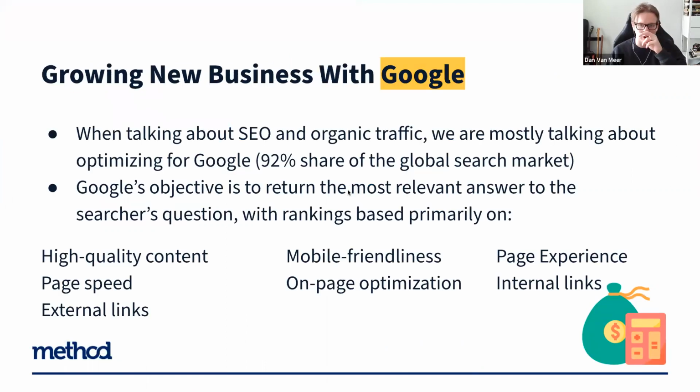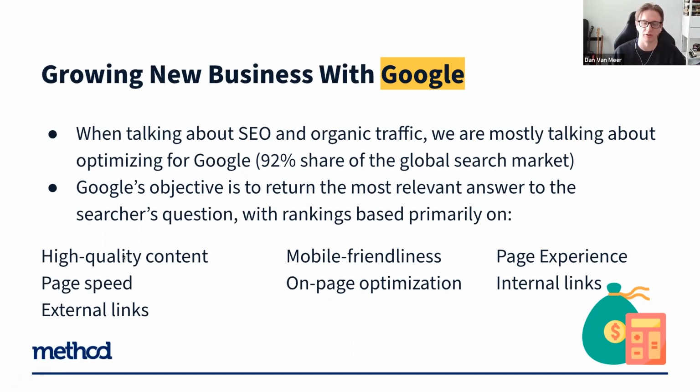So again, when we're talking about growing new business with Google from an organic or SEO strategy perspective, we need to keep in mind that Google's objective really is to return the most relevant answer to the question that the searcher is asking. And there's a couple different factors that Google ranks those responses, those results on. And so there's kind of 7 core factors here.